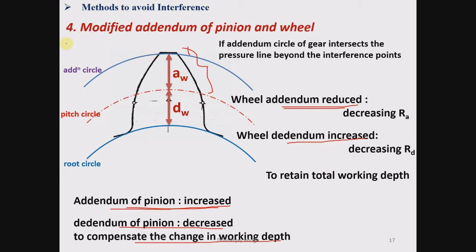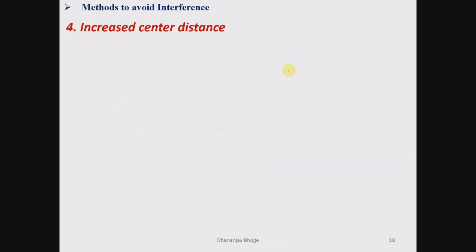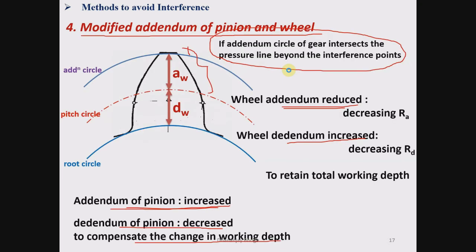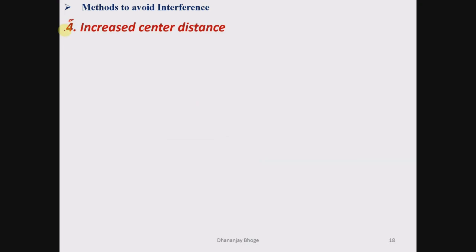So this is how we can avoid the interference by modifying addendum of pinion and wheel. This is done only if the addendum circle of pinion or gear is intersecting the pressure line beyond the interference points. Okay. And number 5, increased center distance. Okay, this is number 5, increased center distance. So write down this. Number 5 is increased center distance.